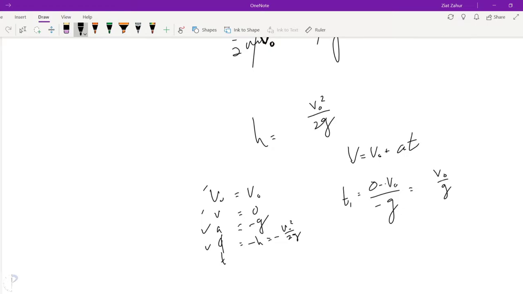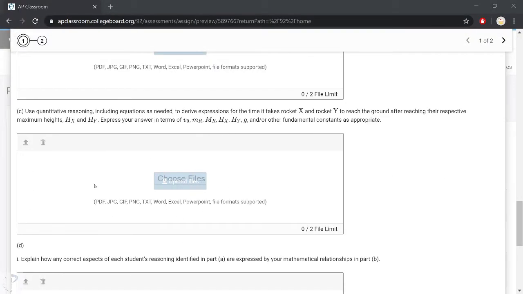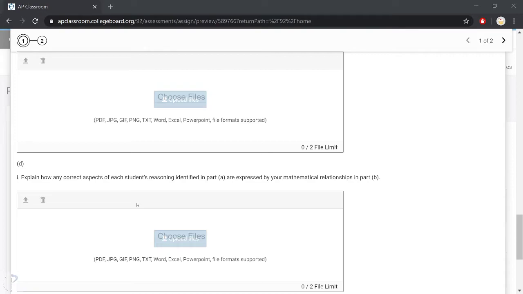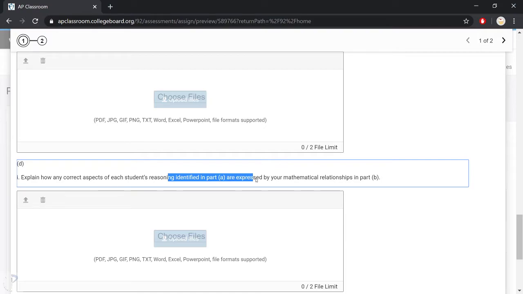Okay, so it takes that much time to go up. It also takes that much time to go down. Explain how any correct aspects of each student's reasoning identified in Part A are expressed by your mathematical relationship in Part B.